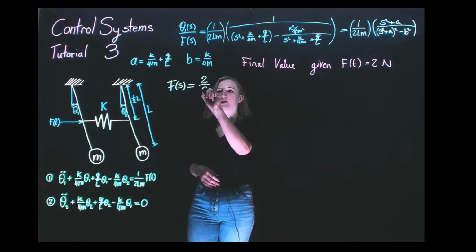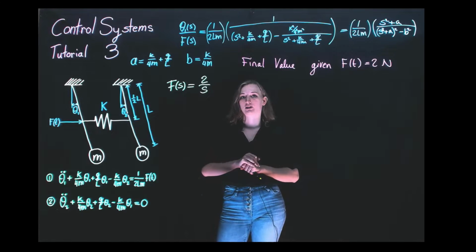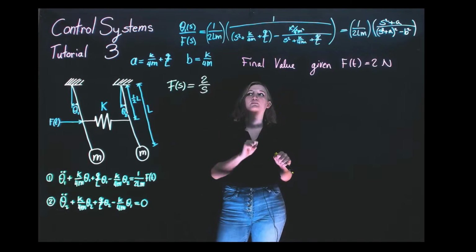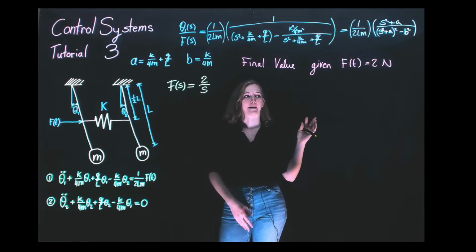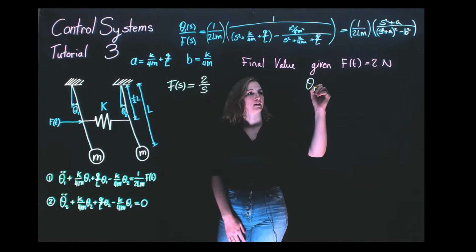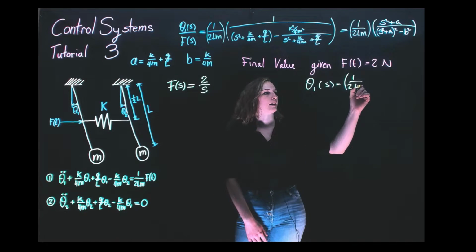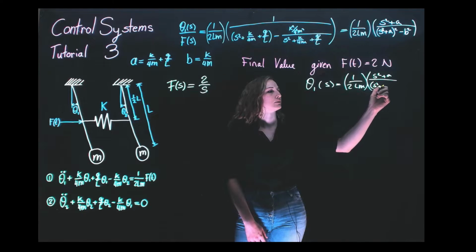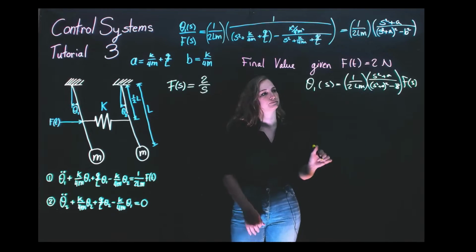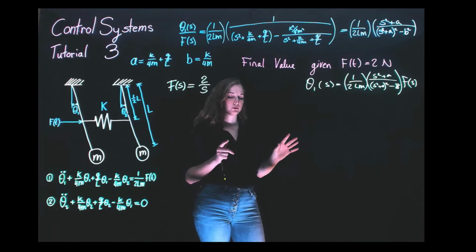Okay, so the other thing is, now with our transfer function in that form, we can multiply both sides by F(s) to get just our equation for θ in terms of our input. And we will do that right now. So we get θ1(s) equal to 1/(2lm) times (s² + a) over ((s² + a)² − b²), all times F(s). Okay, so now that we have that, we can use our final value theorem.